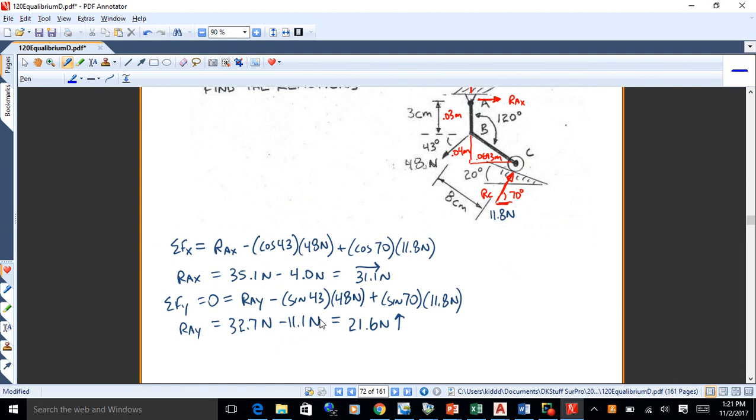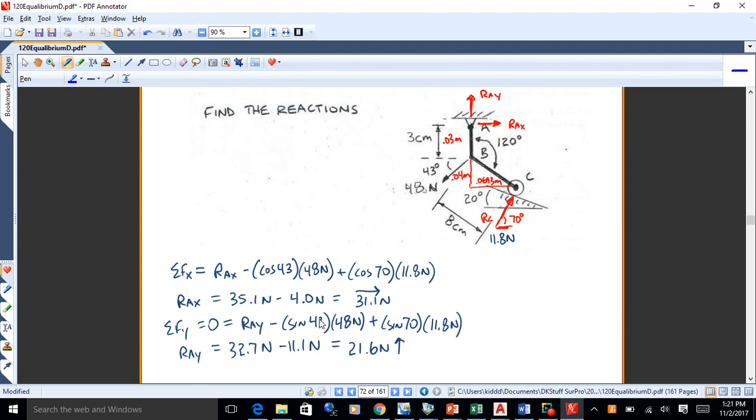Looks like in both cases I got positive answers for RAX and RAY, so they came out to the right and up. So sum of FX: RAX to the right, minus cosine 43 times 48, that's to the left, plus cosine 70 times 11.8 to the right. Get RAX is 31.1. And sum of FY: RAY up, minus sine 43 times 48, which is down, because that 48 Newton force is down, and then plus sine 70 times 11.8, the upward reaction there. Let's see.